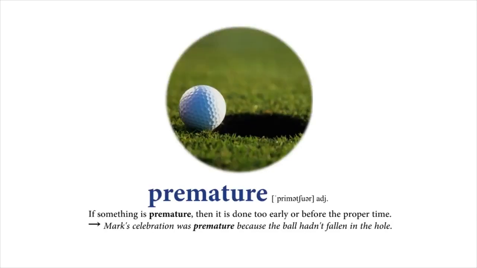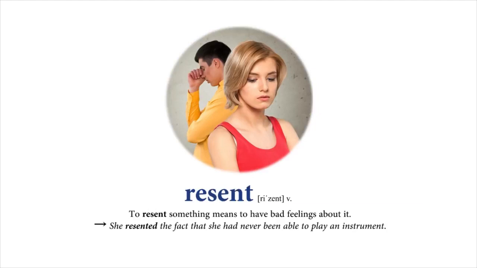Premature. If something is premature, then it is done too early or before the proper time. Mark's celebration was premature because the ball hadn't fallen in the hole. Resent. To resent something means to have bad feelings about it. She resented the fact that she had never been able to play an instrument.